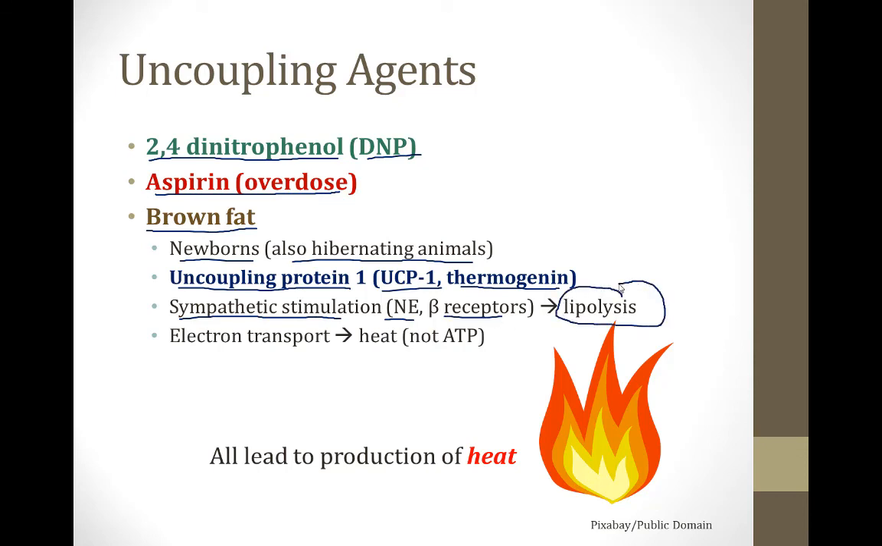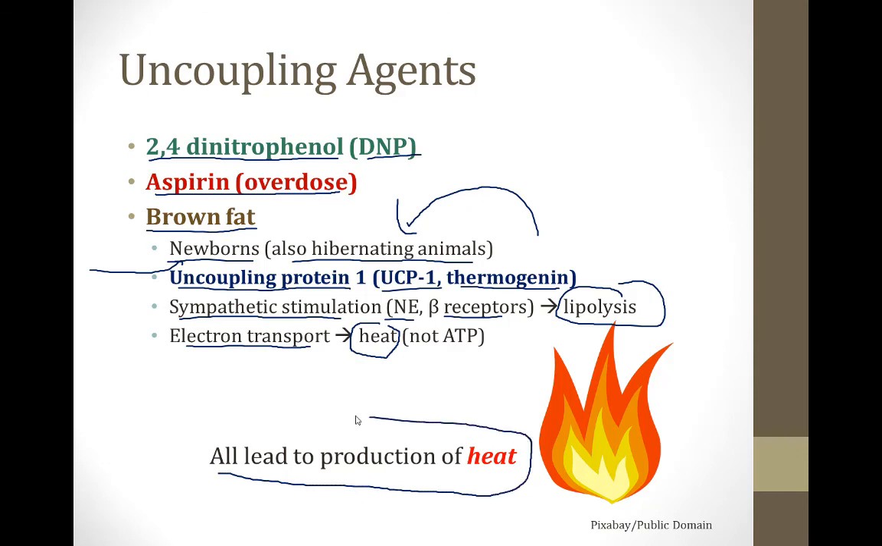Now, normally lipolysis would generate lots of ATP, but in brown fat, the electron transport is not coupled to oxidative phosphorylation. As a result, all those hydrogen ions leak out and they generate heat instead of ATP. This is very useful for hibernating animals in the winter. And as I said before, this is present in a small degree in newborns, but will resolve as the child grows up. And I summarized at the bottom of the screen here an important fact that all of these uncoupling agents lead to the production of heat because that energy in the form of protons is being used to generate heat as it leaks out instead of generating ATP.